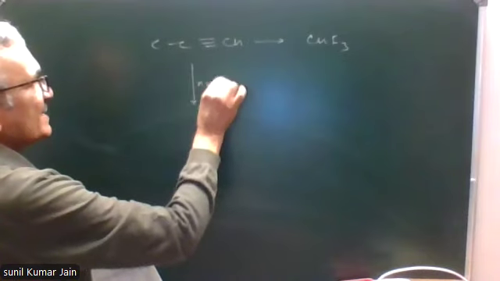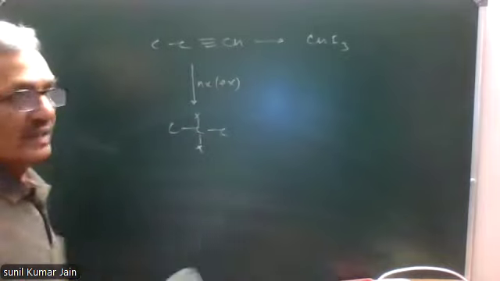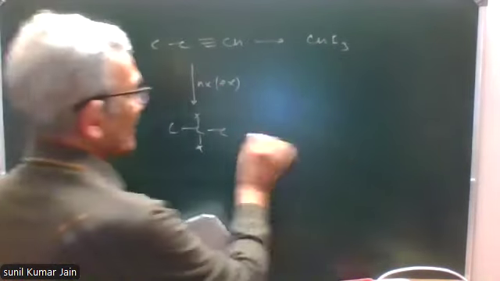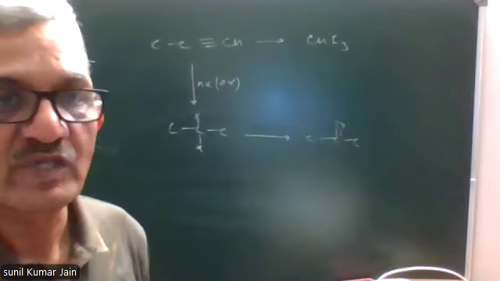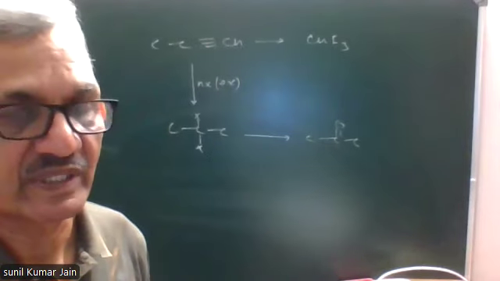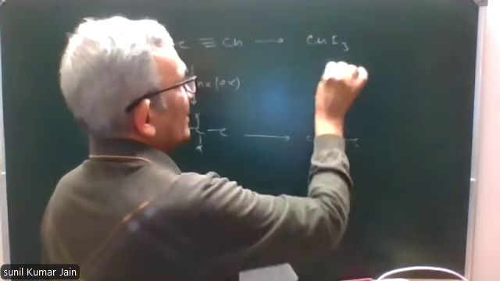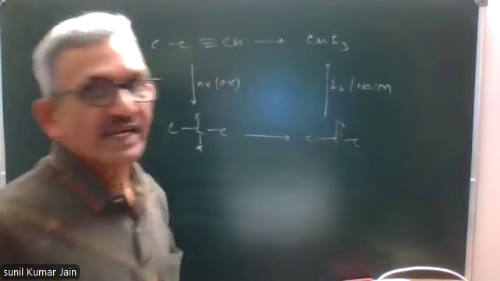React with HX. According to Markovnikov, you'll get 2,2-dihalopropane. React with aqueous NaOH or aqueous KOH. We used this reaction many times today in fill in the blanks. You'll get a ketone. React with iodine and NaOH. You'll get iodoform.